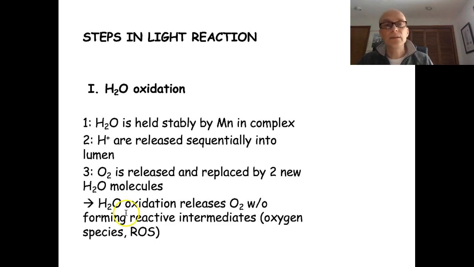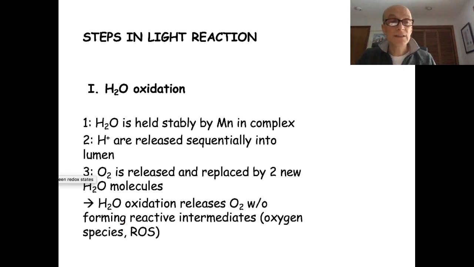As we will see a little bit later, reactive oxygen species can be very dangerous for any kind of tissue, animal or plant tissue. They're very reactive, and so they destroy stuff. So the plant is saving itself from these reactive oxygen species by holding the oxygen in this pocket with the manganese so that it cannot form reactive oxygen species and is released in an orderly way to produce oxygen that can then be transported out of the plant.